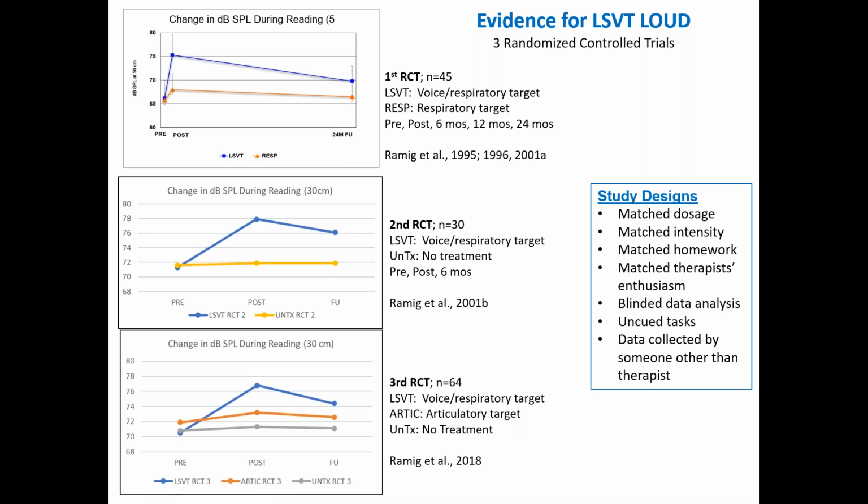So the treatments, LSVT LOUD compared to articulatory or respiratory treatment, were matched on dosage and intensity, so they were 4 days a week for 4 weeks. They also had homework, the same 30 days each month. The therapist's enthusiasm was equal, whether the therapist was training for LSVT LOUD or LSVT Artic or a respiratory treatment.